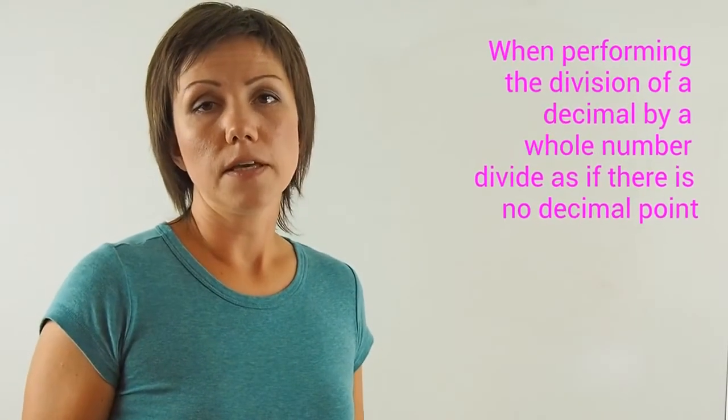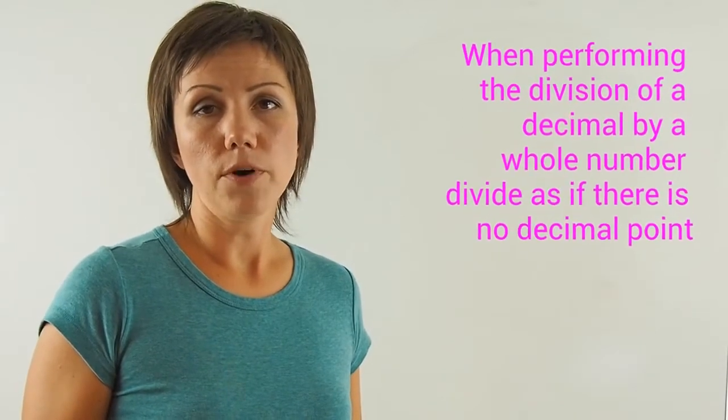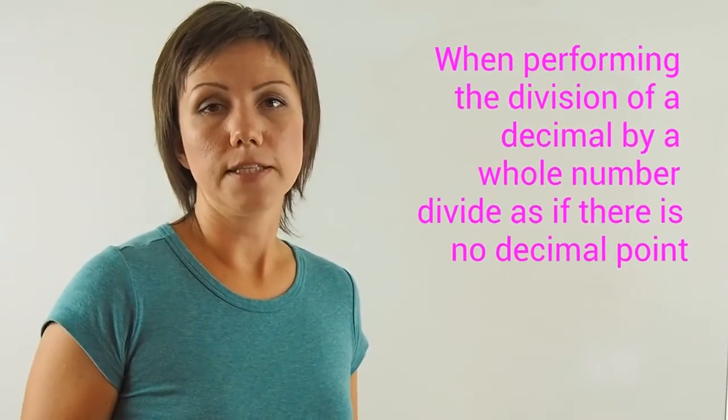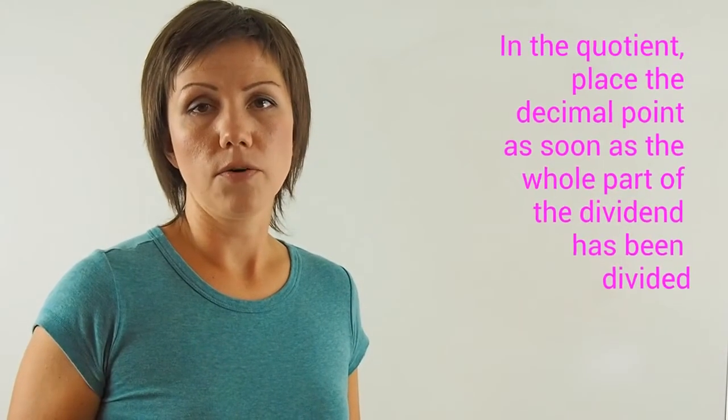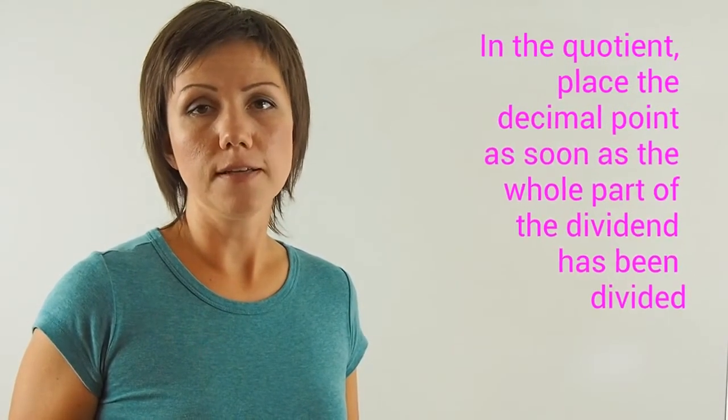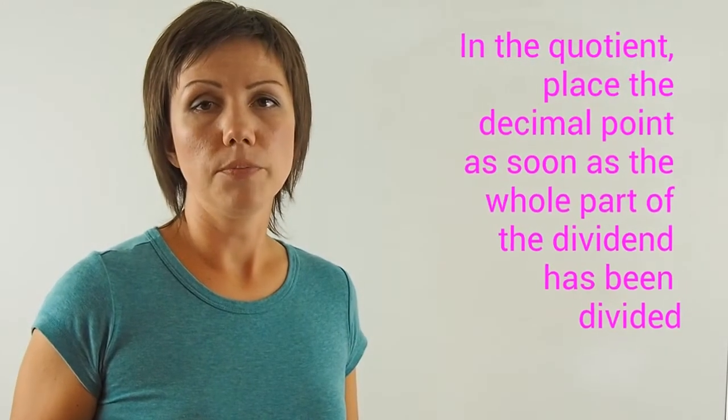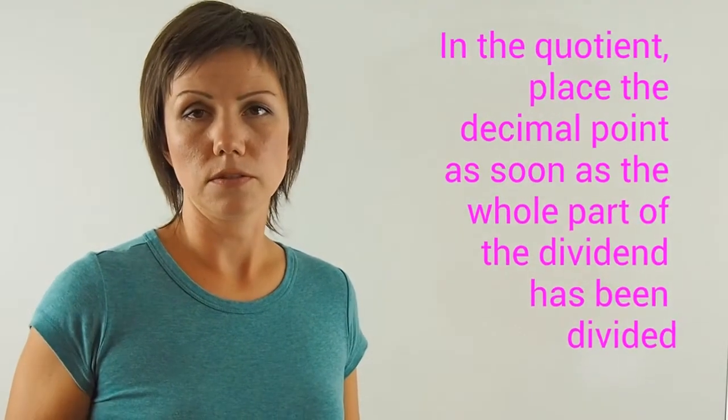When you are dividing decimals by a whole number, you are dividing ignoring the decimal point. So you're just dividing the dividend by the divisor and getting your quotient. And then remember that once the whole part of the decimal has been divided, you place the point in the quotient.